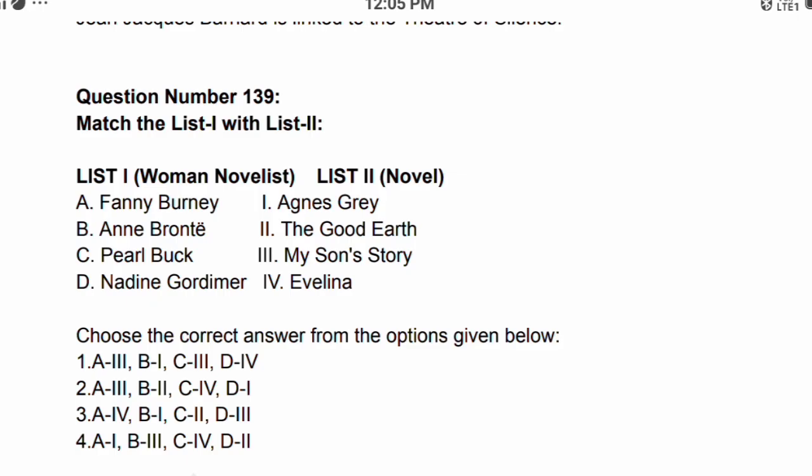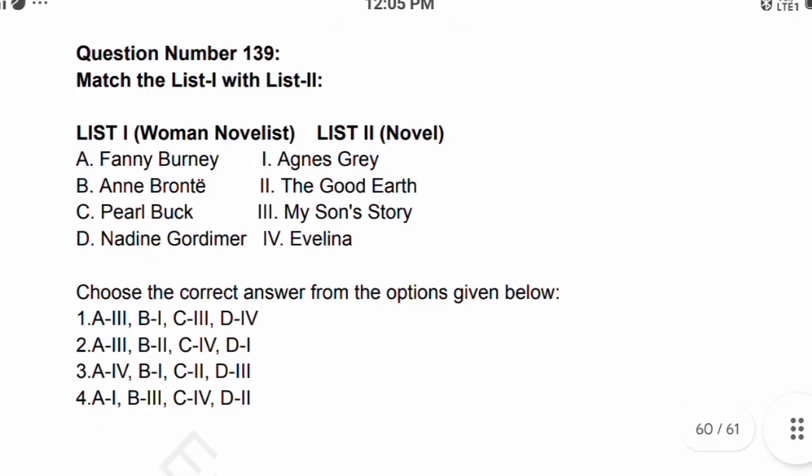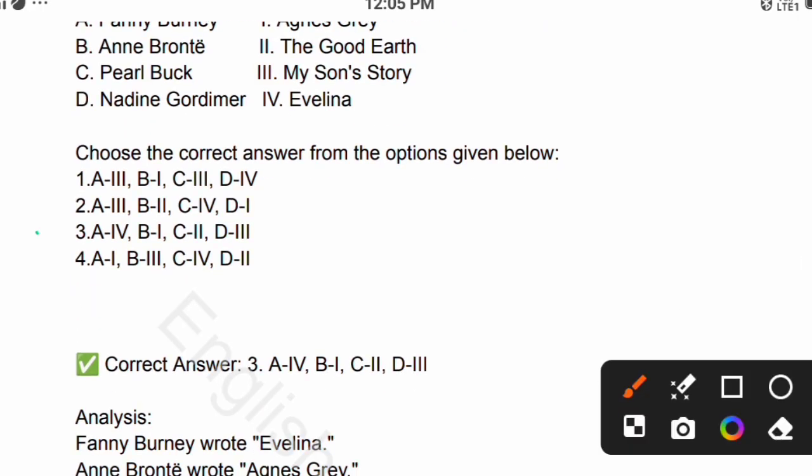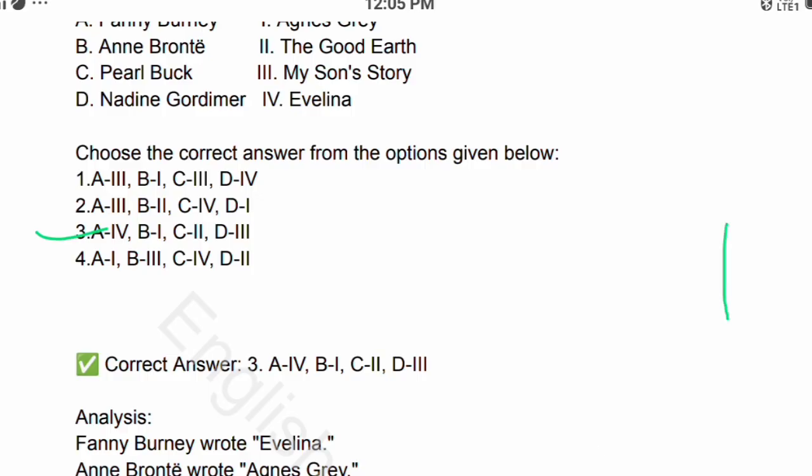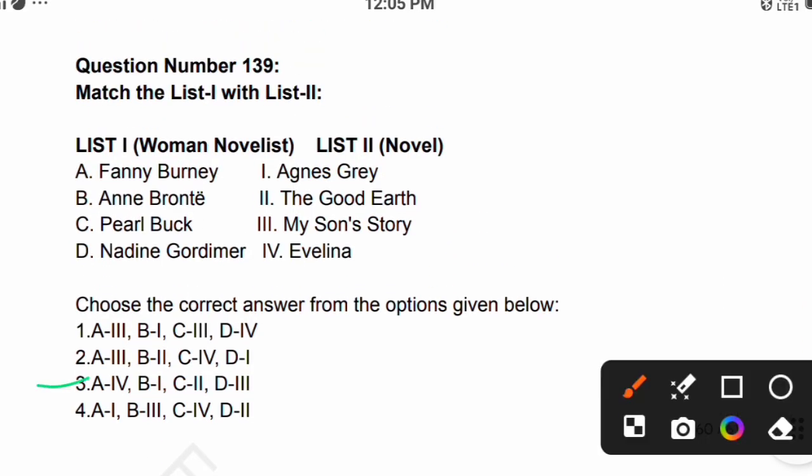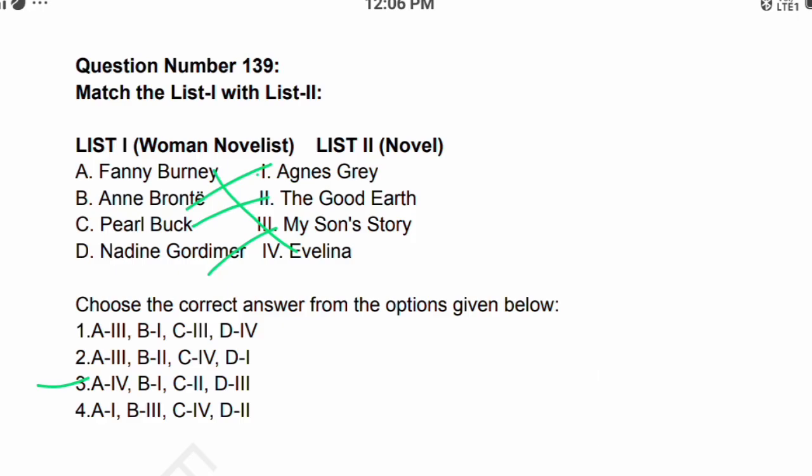So the correct answer of this question is going to be option third. That means you have to match Fanny Burney, Evelina, B first, Anne Bronte, Agnes Grey, C second, Pearl Buck, The Good Earth, and Nadine Gordimer, My Son's Story. See the matching and do memorize. These are the correct women novelists with their novels. Let's move on to the next question.